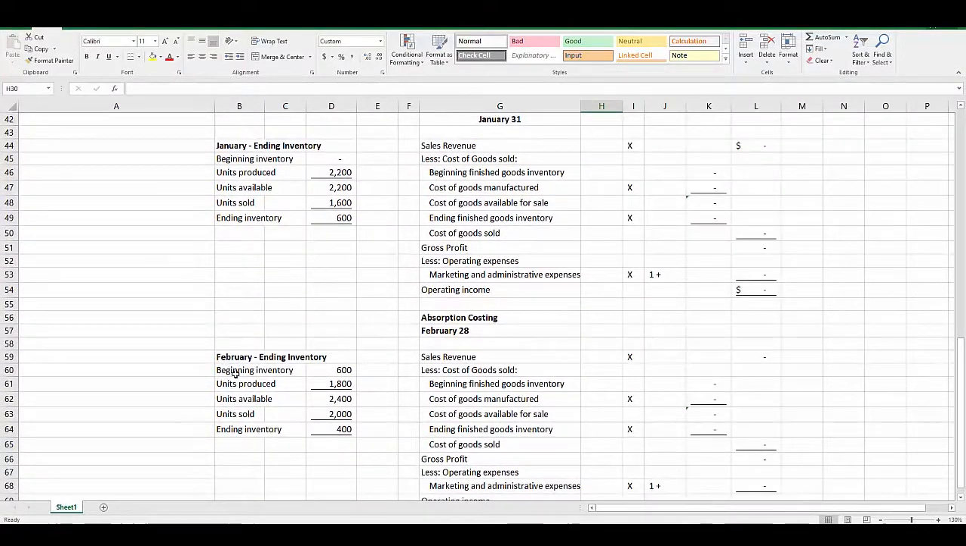So here, the beginning inventory: you finished January with 600, so that becomes the beginning inventory for February. You're told in the problem that you produced 1,800 units during the month, so it gives you total units available of 2,400, but you didn't sell all of them. You were told that you sold 2,000. That leaves you with 400 units left at the end of February.